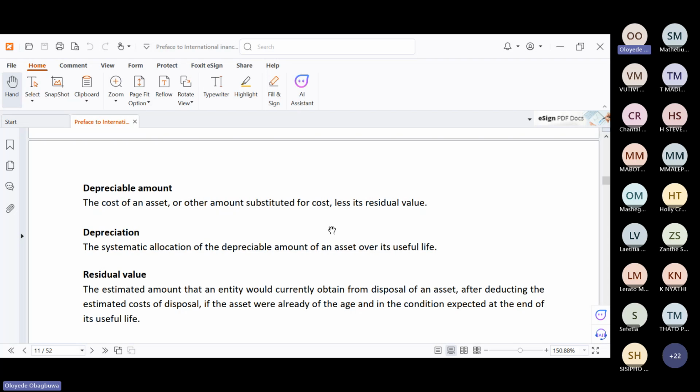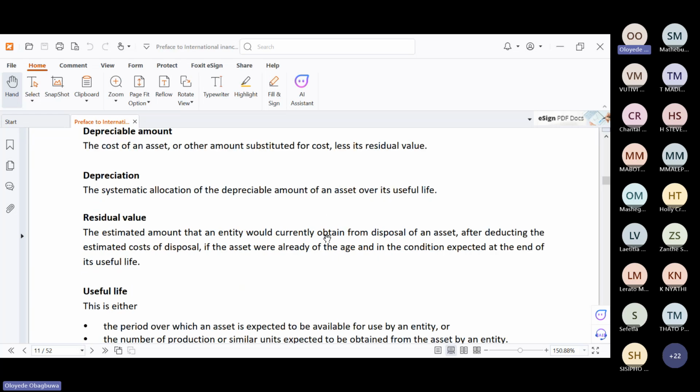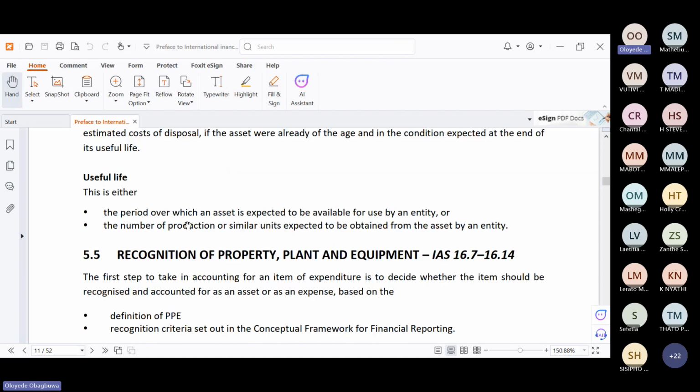Depreciable amount is just the total cost less residual value. Residual value is a recovery amount you can make after the asset has been fully depreciated. Then you have residual value, the estimated amount that the entity will currently obtain from a disposal of an asset after deducting the estimated cost of disposal, if the asset were already of the age and condition expected at the end of its useful life.